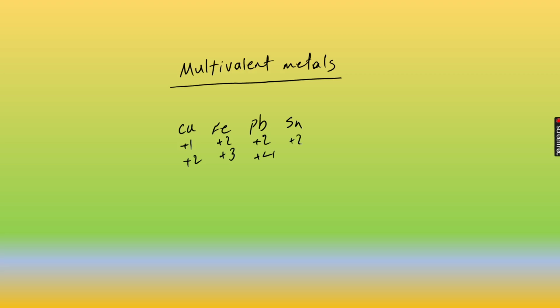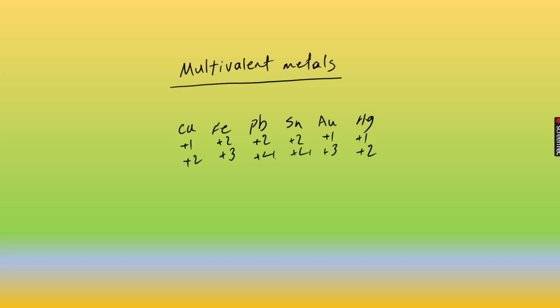Tin, positive 2 or positive 4. Or gold, positive 1 or positive 3. Or mercury, positive 1 or positive 2. There is one note about mercury. It belongs to AP chemistry. I will talk about it more in the future because this channel belongs to the AP and SAT tests too.